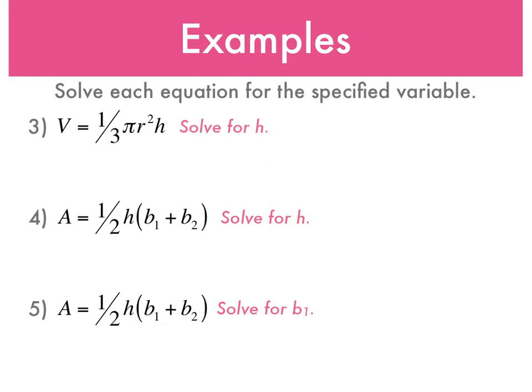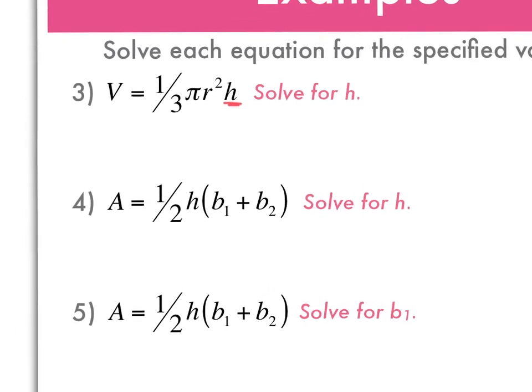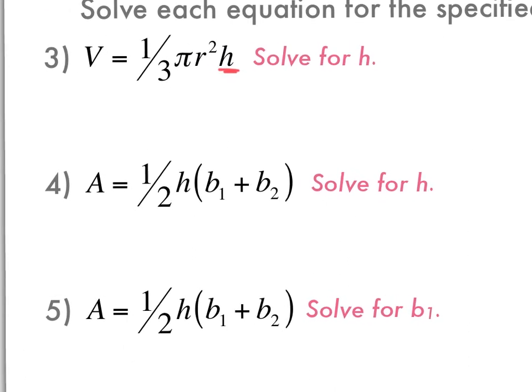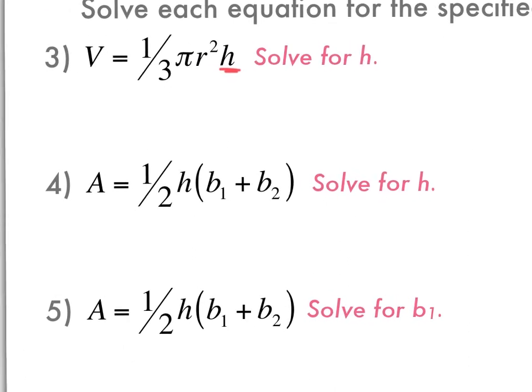Okay, so number 3, that's the formula for volume of a cone, and it's telling me to solve for H. So I'm trying to get the H by itself, which means the 1/3, the pi, and the r squared are all of the things that need to move. I always get rid of fractions first, and I've said this when we're equation solving a lot, because fractions are the scariest, ugliest thing out there. So let's get rid of that first. Let's think about how we could get rid of 1/3.